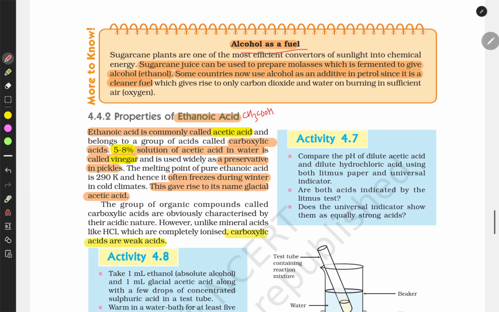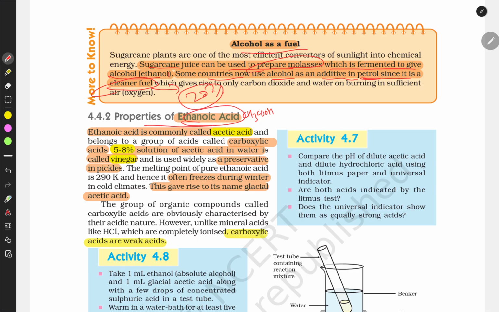Alcohol as a fuel. Sugarcane juice can be used to prepare molasses, which is fermented to give alcohol, ethanol. Some countries now use alcohol as an additive in petrol, since it is a cleaner fuel. India is also using 20% blending of alcohol in fuels.